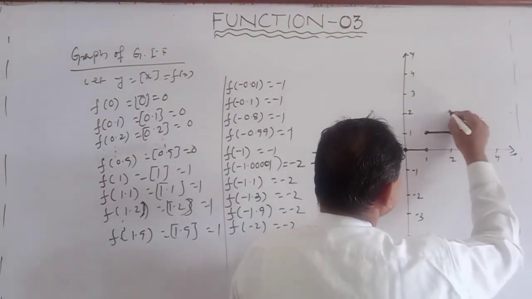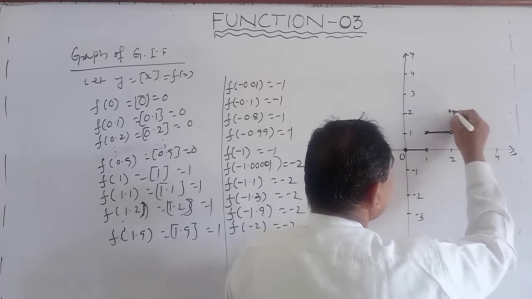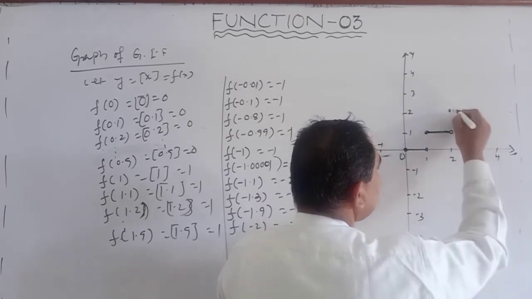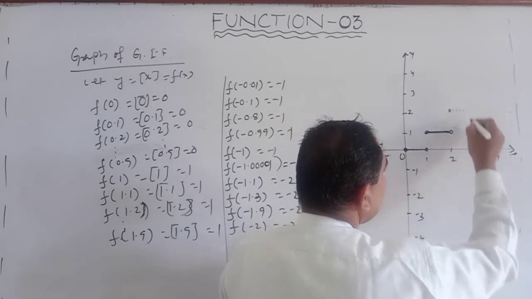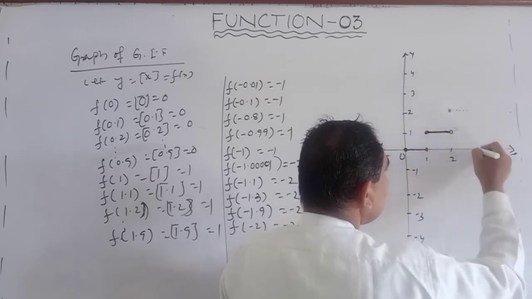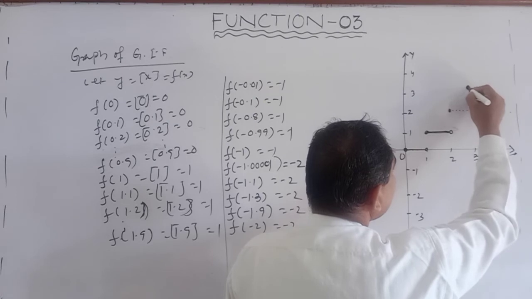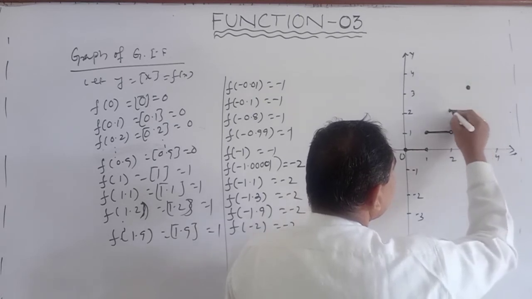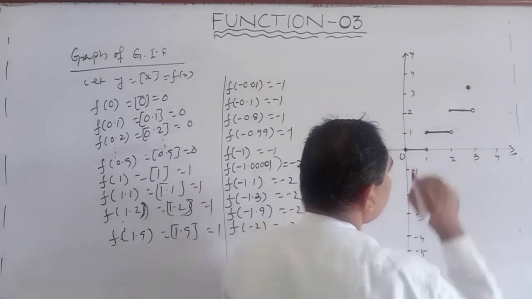Next, when x is equal to 2, y is equal to 2. x equal to 2.1, y is equal to 2. x equal to 2.2, 2.3, 2.4, up to 2.9, y is equal to 2. x is equal to 3, y is equal to 3. Join them. So it does not touch 3, okay.